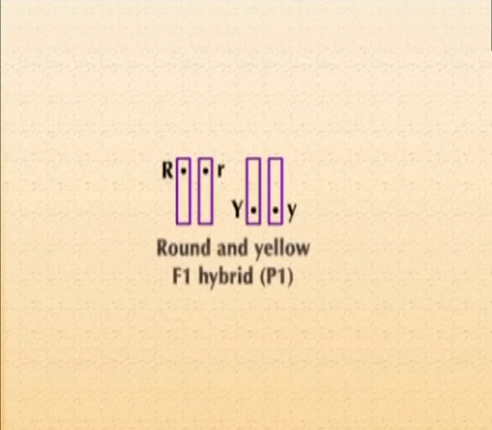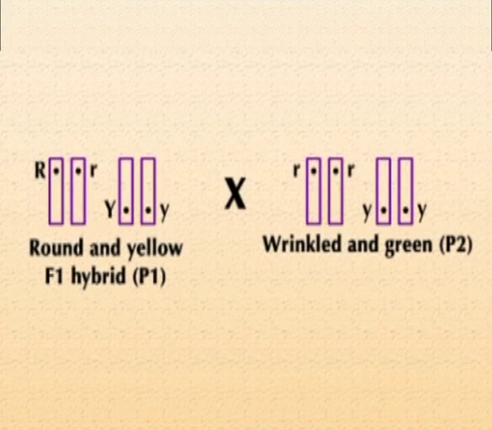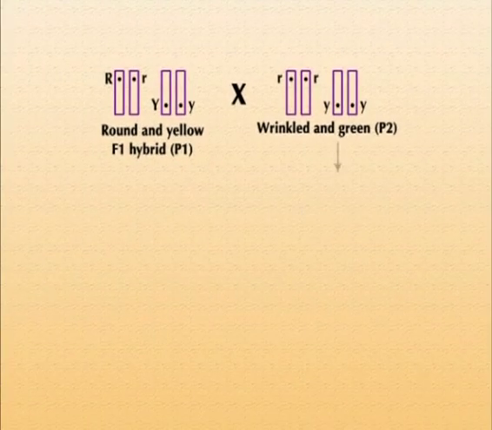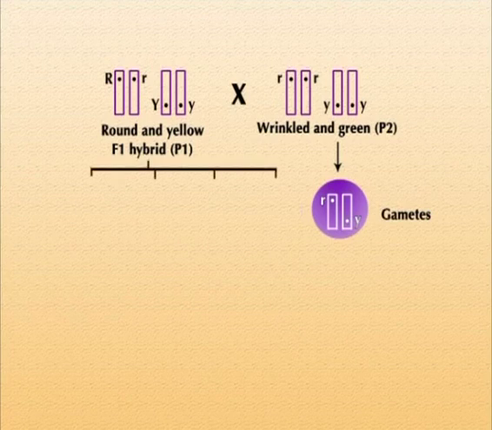A test cross is a cross between an F1 hybrid and a homozygous recessive parent. A test cross here can be used to understand the mechanism of independent assortment. For example, when the F1 hybrid with round and yellow seeds, having genotype capital R, capital Y, small y, is crossed with a homozygous recessive parent small r, small y, that is wrinkled and green, the homozygous recessive parent will produce only one type of gamete, that is small r, small y type, whereas the F1 hybrid will produce four types of gametes.